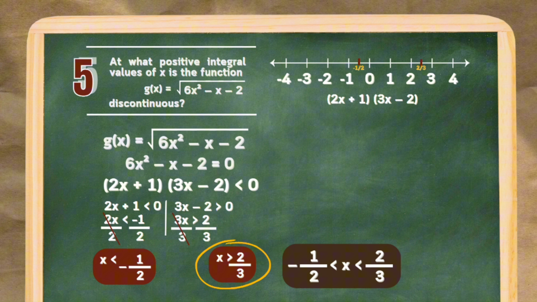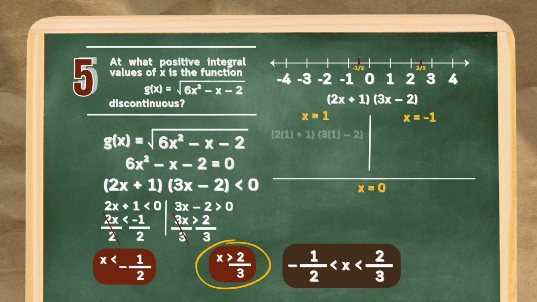Now that we have the number line, let's choose 3 values of x. For x equals 1, isa-substitute natin yung 1 sa mga x. So, 2 times 1 plus 1, 3 times 1 minus 2. So, 2 plus 1, 3 minus 2, and 3 times 1 is equal to 3.